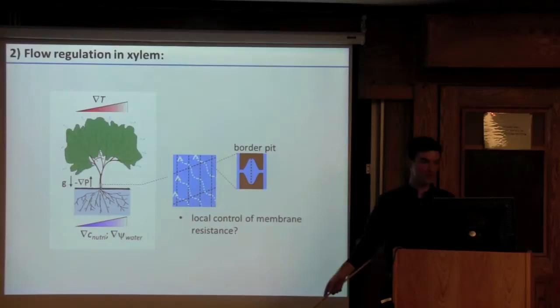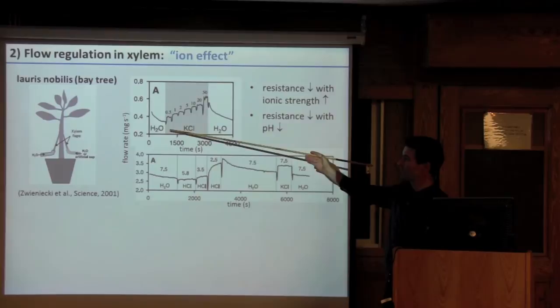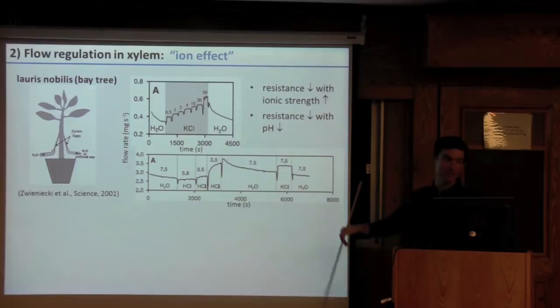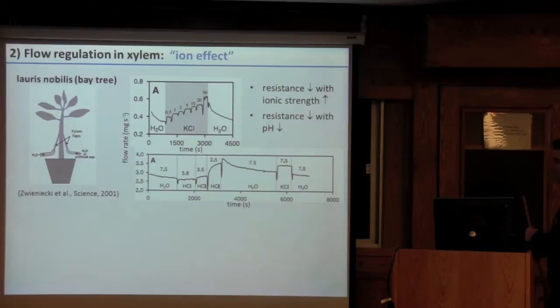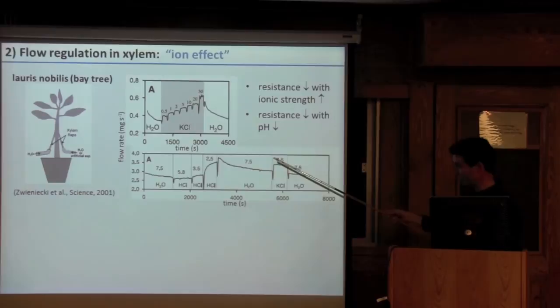This is a classic observation of Martin Zimmerman in the 70s. It was followed up by Maciek Zwinecki and Missy Holbrook a little over 10 years ago, and they very cleanly showed that with respect to ionic strength, millimolars of ionic strength, the permeability of xylem tissue, which is supposed to be this passive conduit, in fact changes. For example, resistance goes down as ionic strength goes up. Resistance goes down with pH going down. So we're coupling to some chemical characteristics of the xylem.